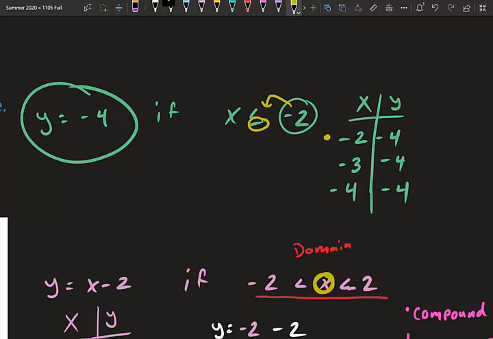Now let's do the same thing. So -3, we plug it in here. -3 is less than or equal to -2, so closed circle. Do it again with -4. So -4 is less than or equal to -2, so closed circle. Now we have all of our points.